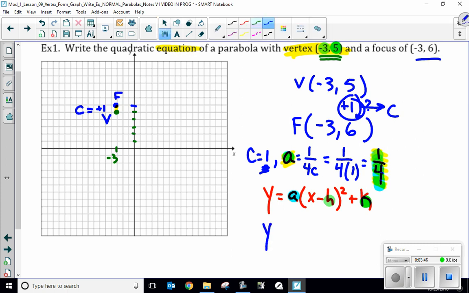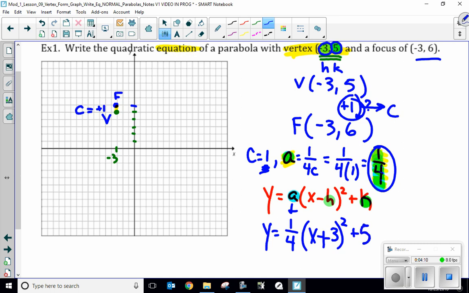So Y equals, my A value is 1/4 times X minus my H value. Remember, that's H and K, my vertex. I am subtracting the -3. When I subtract a negative, that's like a super plus. Beautiful. Plus my K value, which is 5. And that's the equation of a parabola.